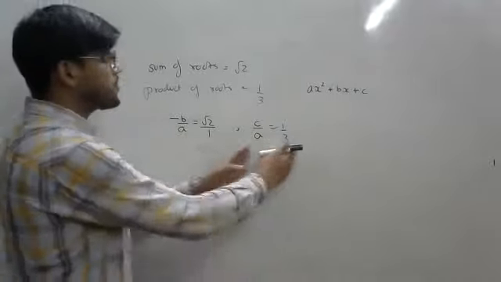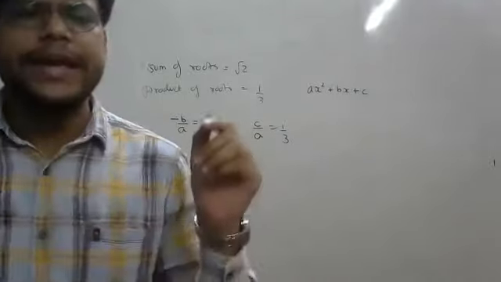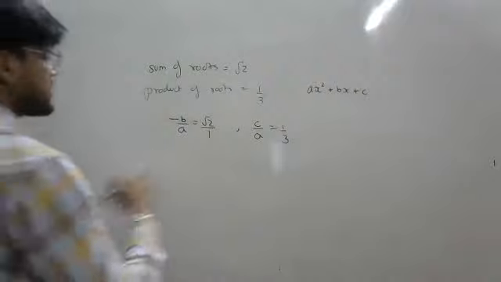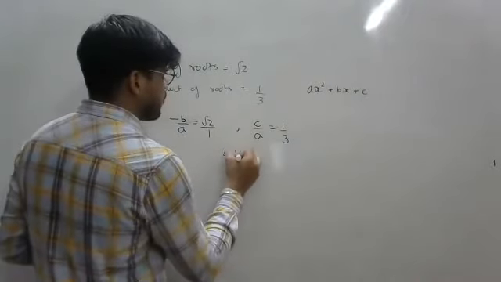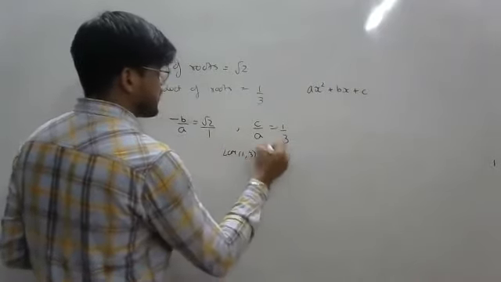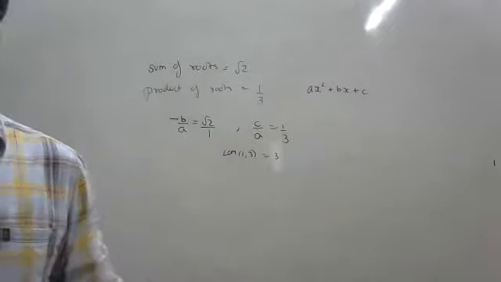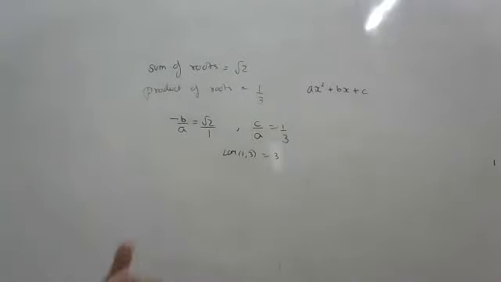We cannot have two different values of a. So we take LCM of these two numbers. So LCM of 1 and 3 would be 3. No need to change here. You have to change this particular equation. You have to multiply this by 3 and 3.